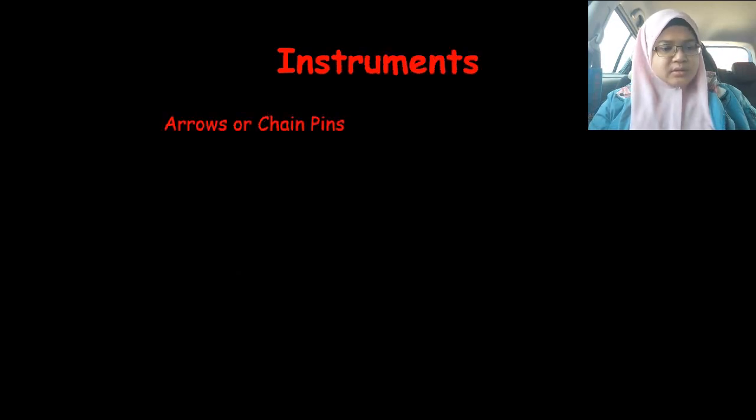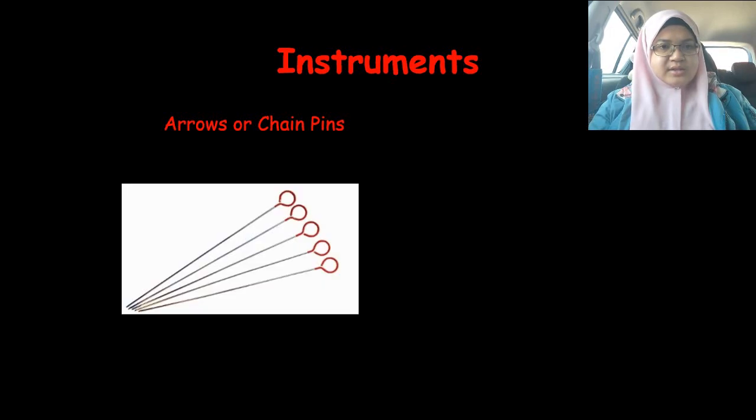And the next instrument would be arrows or chain pins. So these are the arrows. They are also called marking or chaining pins, and they are used to mark the end of chain during the process of chaining. The pointed part of the arrow will be inserted into the ground, and the other end is attached with a ring.